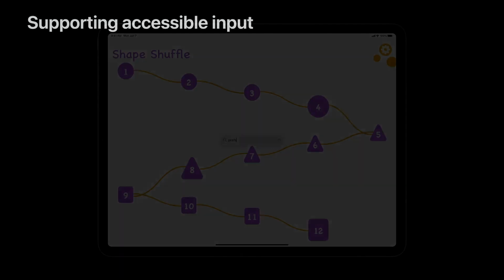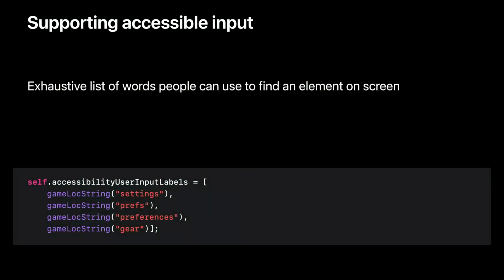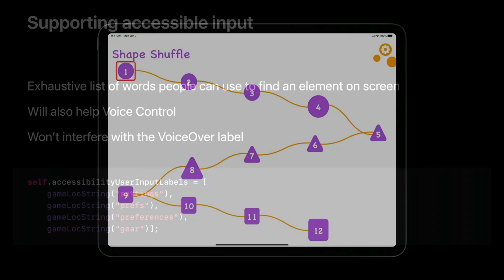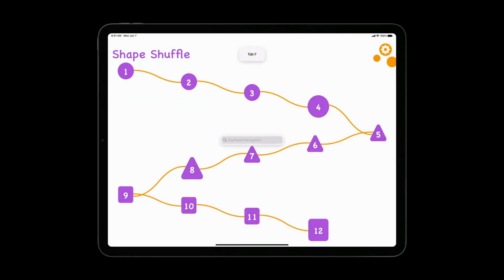No luck. To solve this, we can set an array of strings to our accessibility user input labels. Here, I'm setting the localized words for Prefs, Preferences, Gear, and Settings to this label to be sure that people can reach it no matter what they might type. By adding these strings, you'll also be doing a favor to your voice control users, as they can now speak any of these names to tap your Settings button as well. And of course, this won't interfere with your VoiceOver label. So now, when you type in Prefs, it works great.